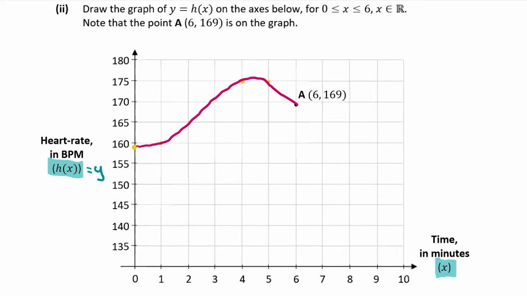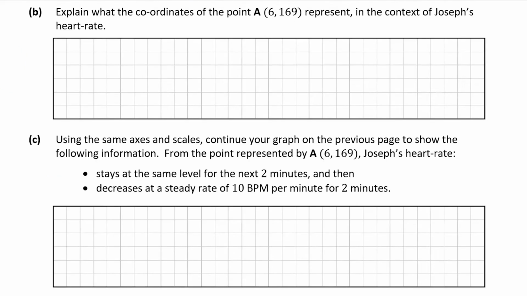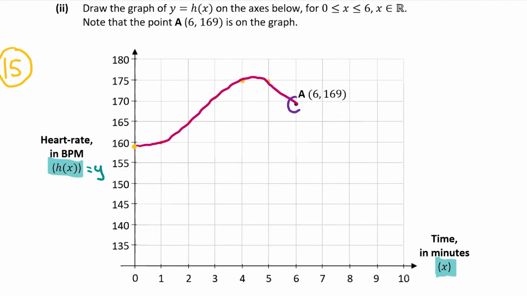Now, part A in total, parts 1 and 2, were worth a combined 15 marks. Now let's have a look at part B. So now I want us to explain what the coordinates of the point A, which is (6, 169), represent. And this is to do with Joseph's heart rate. So let's go up to the graph and have a look. So this is the coordinate here.